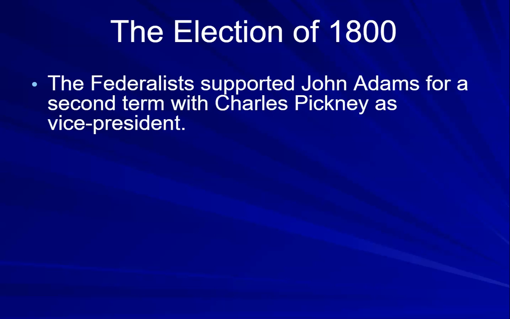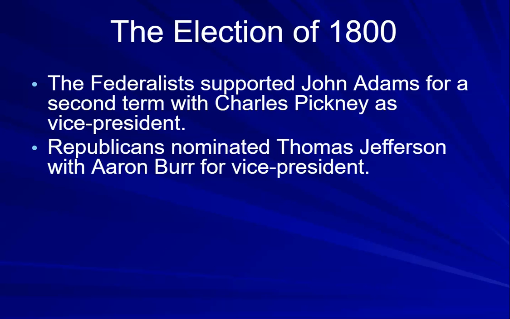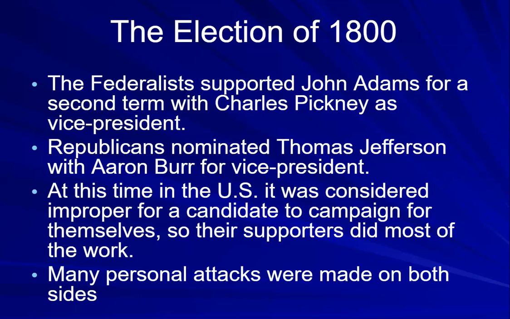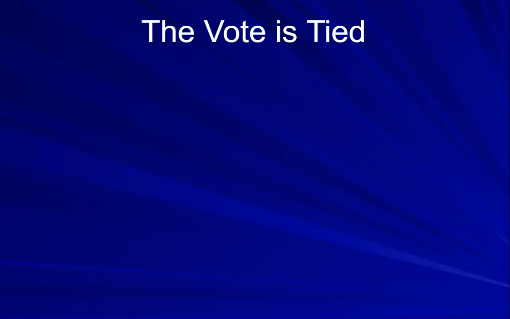Now, the Federalists had supported John Adams for a second term, with Charles Pinckney as his vice president. The Republicans had nominated Thomas Jefferson, with Aaron Burr as his vice president. At this time in the United States, it was considered improper for a candidate to campaign for themselves, so their supporters did most of the work. Basically, the idea was it was unseemly. It didn't look good. It looked like you were grubbing for an office if you campaigned for yourself. Many personal attacks were made on both sides.